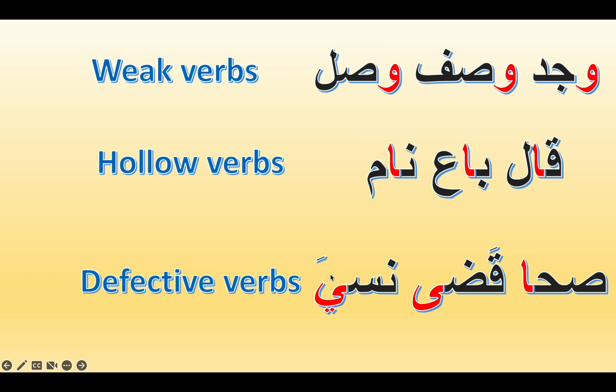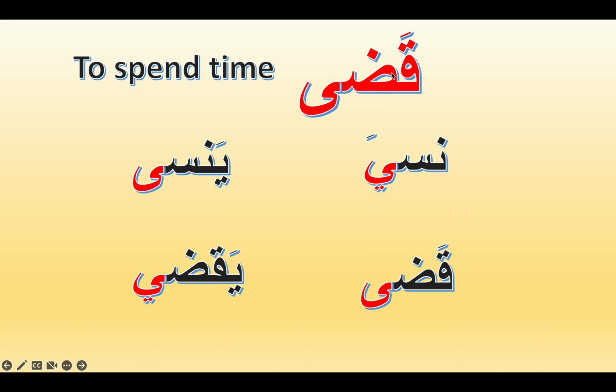Now in the previous video, we looked at nasiya, which means to forget. Now this ends in a ya in the past. Today we're going to look at qada, which means to spend time. Now in contrast to nasiya, which ends in a ya, qada ends in an alif maqsoora. There is also sahha, which ends in an alif, but we'll see that in another video. Let's compare the two quickly.